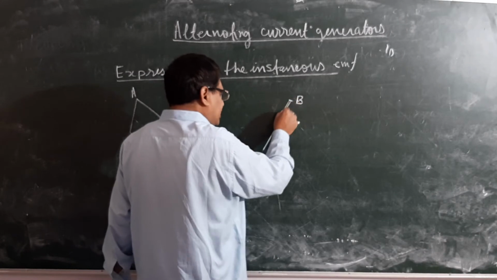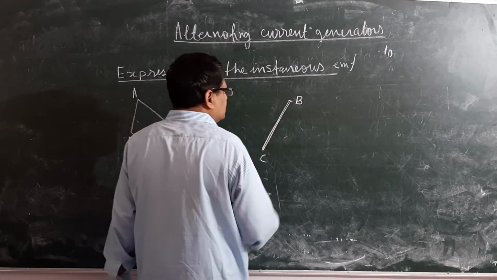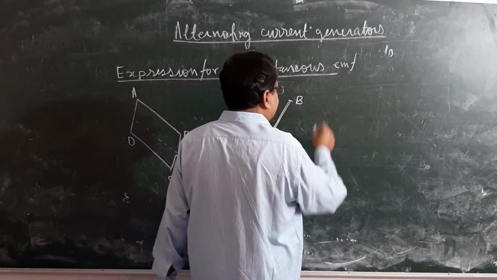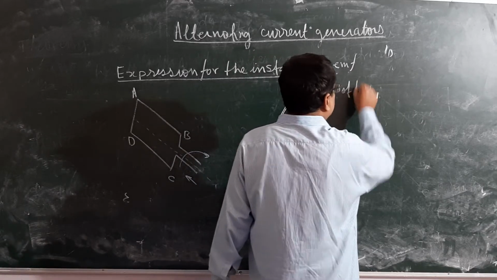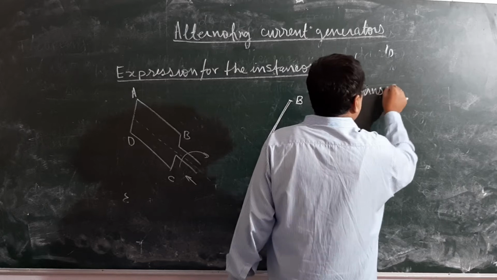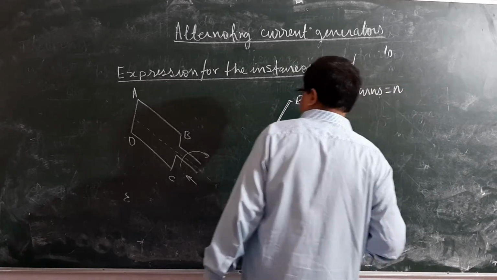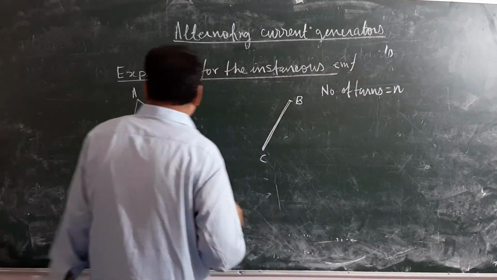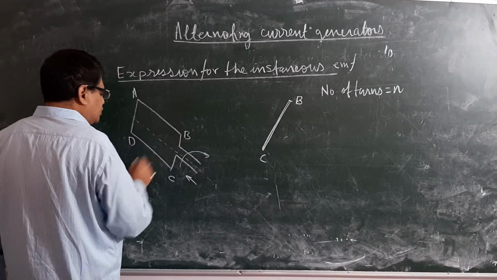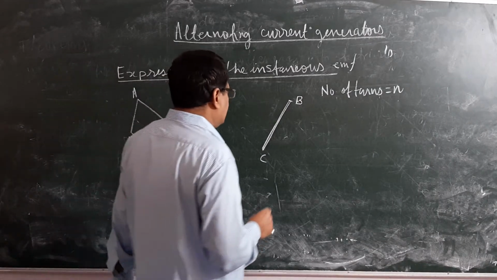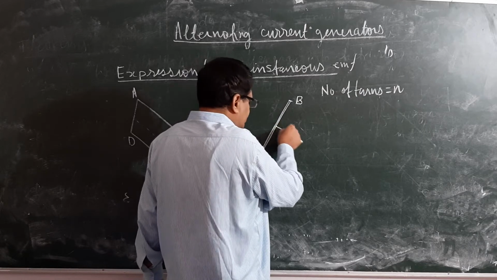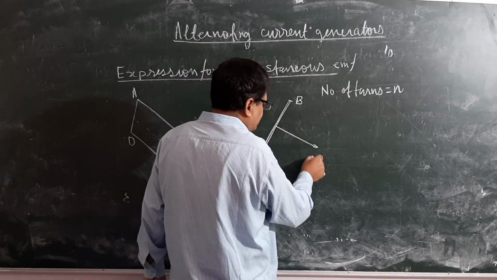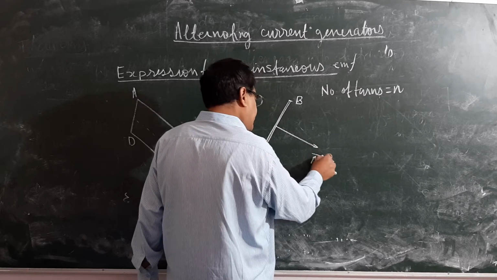So this is the coil having, say, N turns. So number of turns is equal to N. And suppose capital A is the area of this coil. Direction of the area is perpendicular to the coil. So this is the direction of the area. It can be shown as vector A like this.